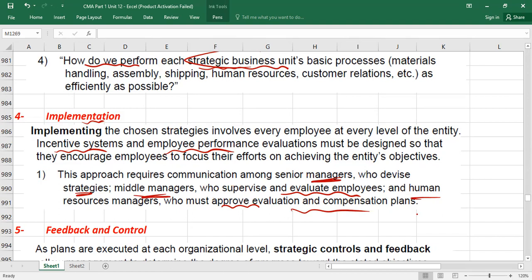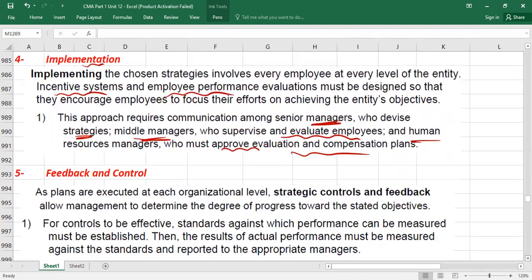This implementation means that simply you are going to implement. As I gave you the example, you have developed the plan for CMA. Now you are going to implement. You planned that you will study 3 hours. In implementation, you have to see how many hours you are studying, and you have to study 3 hours, for example, as per plan. And the next stage is what?